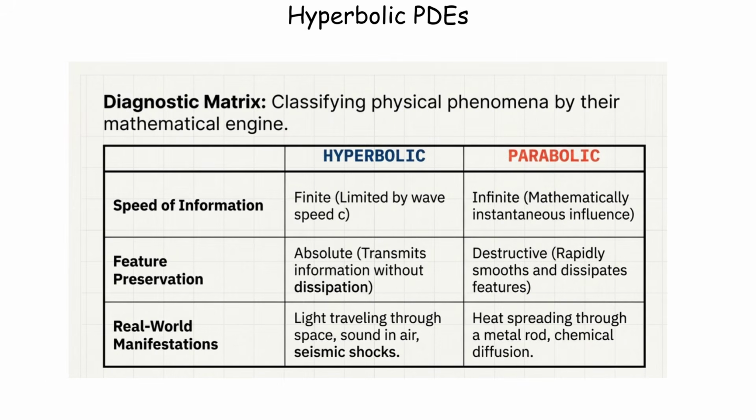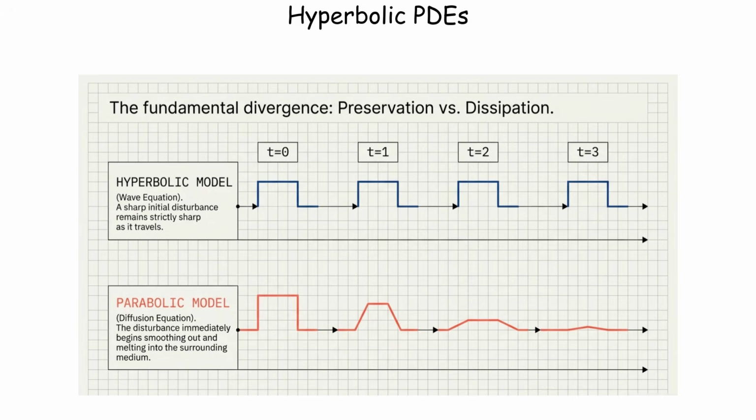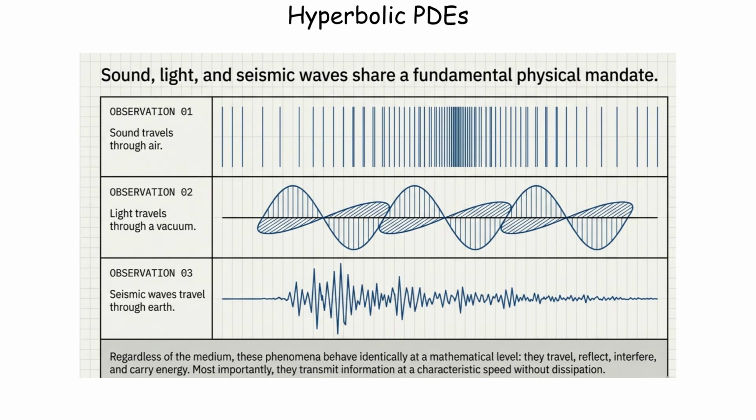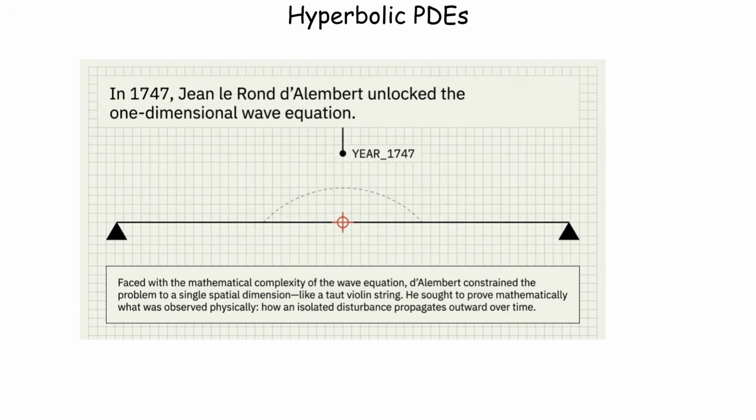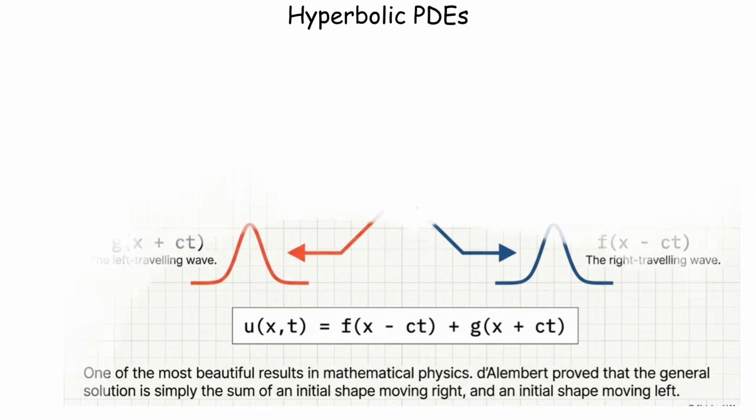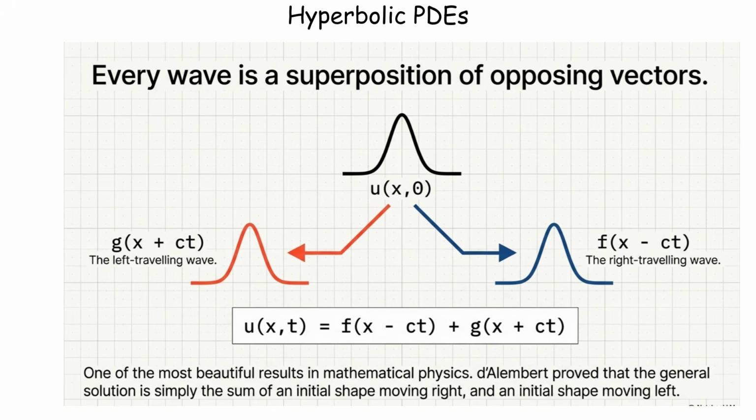Unlike parabolic equations, hyperbolic ones preserve sharp features. A sharp initial disturbance remains sharp as it travels. This is why sound, light, and seismic waves all behave as they do. They transmit information at a characteristic speed without dissipation. D'Alembert solved the one-dimensional wave equation in 1747, writing the general solution as the sum of a right-traveling and a left-traveling wave, one of the most beautiful results in mathematical physics.